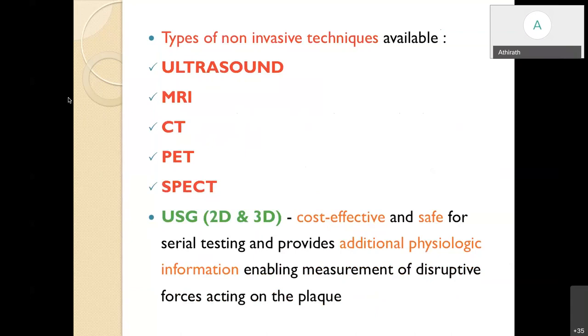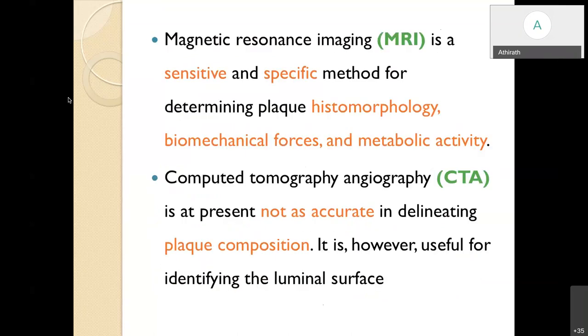Coming to ultrasound, it is available in both 2D and 3D imaging. Ultrasound is cost-effective and safe for serial testing. Along with this, it provides additional physiological information, enabling measurement of disruptive forces acting on the plaque. Magnetic resonance imaging is a sensitive and specific method for determining plaque histomorphology, biomechanical forces, and metabolic activity. CT is not, at present, very accurate in delineating plaque composition, but it is useful for identifying the luminal surface.